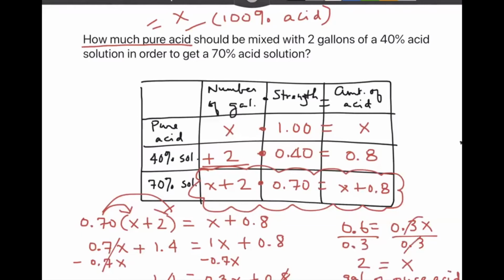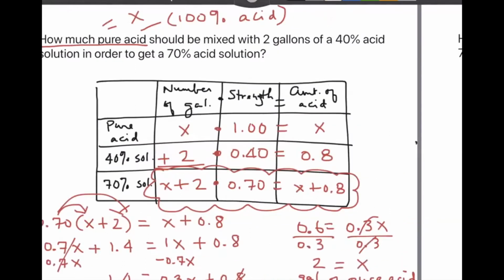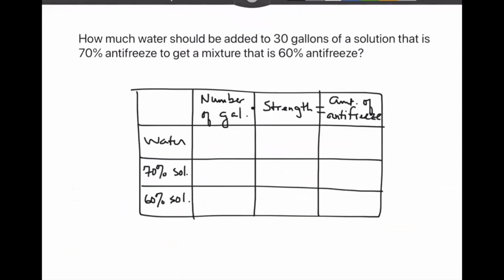All right. Okay, last example, and I definitely want you to try this one because, again, I think it's very similar to this one that we just did. This one is asking how much water should be added to 30 gallons of a solution that is 70% antifreeze in order to get a mixture that is 60% antifreeze. Okay, so please pause the video and try that one.